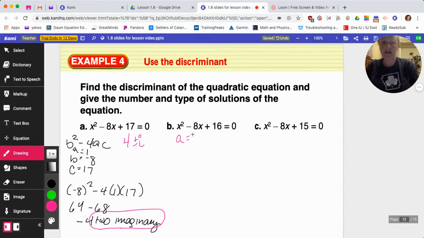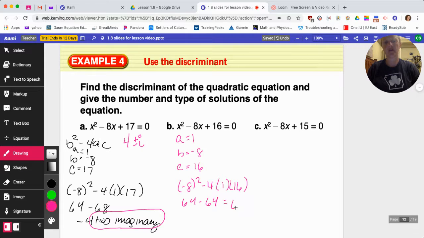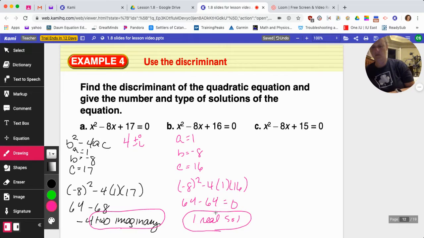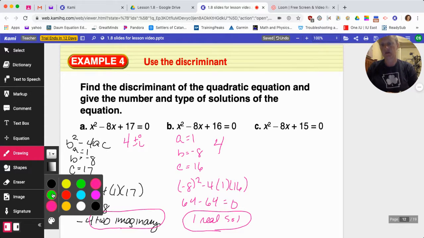A is 1, B is negative 8, C is 16. So negative 8 squared minus 4ac. 4 times 16 should be smaller. It's 64. So 64 minus 64 equals 0. 1 real solution. The discriminant tells us because our answer is 0. So we only have 1 real solution. That 1 real solution is 4, if you care to continue.